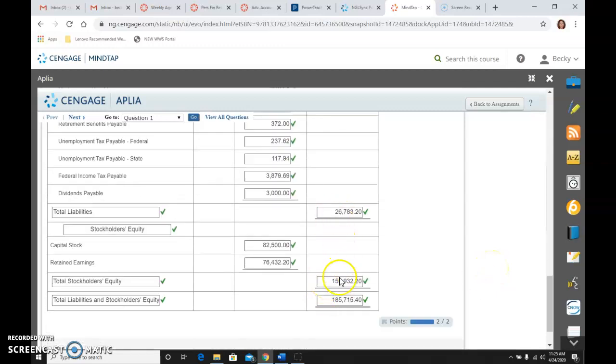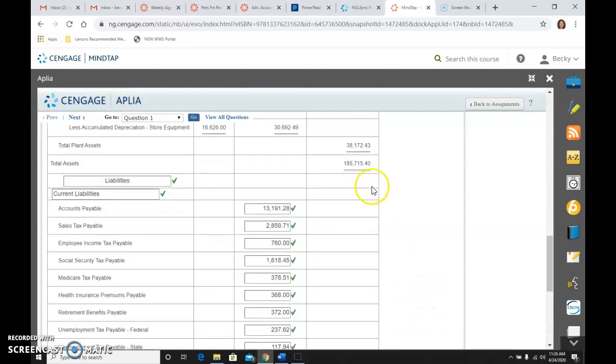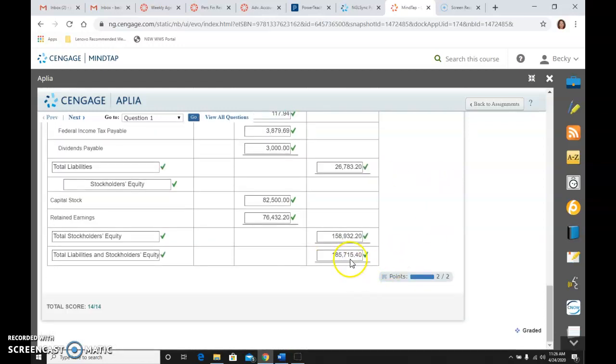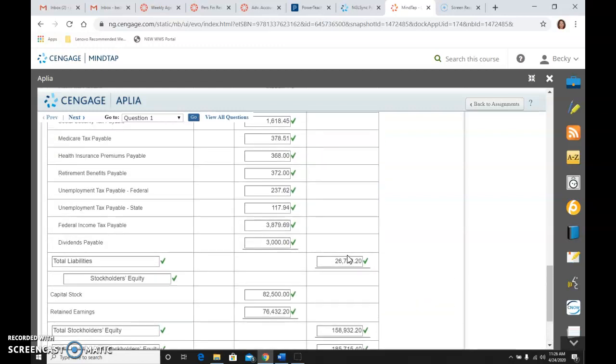I add liabilities and equity to get 185,715.40, and I make sure that that equals my total assets. I have a double rule under there. They equal. And from the first thing that I really taught you and that we had on every test, we know that assets equals liabilities plus owner's equity. And for a corporation, it's the stockholder, so liabilities and stockholders' equity. So the balance sheet works perfectly.